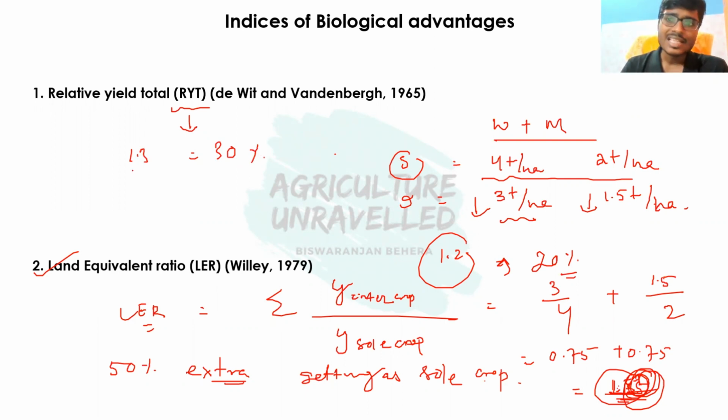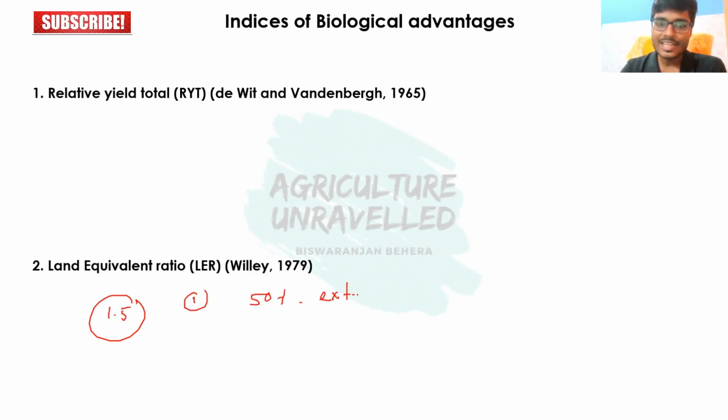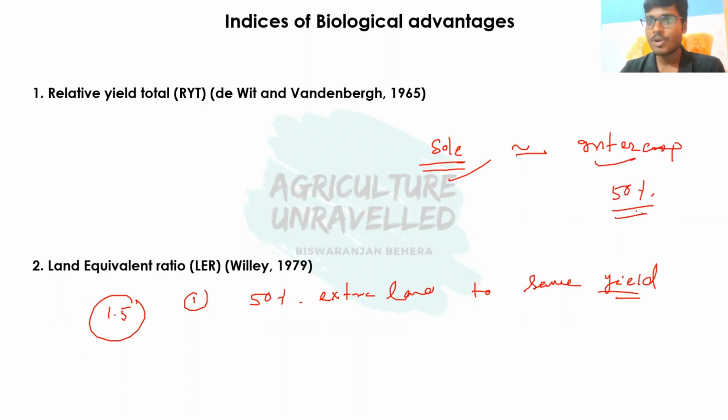Okay, so there are two types of interpretation of this LER. For example, 1.5 LER is there. The first interpretation is 50% extra land is required to get the same yield. So here yield is constant. It means the yield in sole crop and yield in intercrop is same. To get the same yield in intercrop as that of sole crop, we need 50% extra land for growing intercrop. That is the first interpretation.